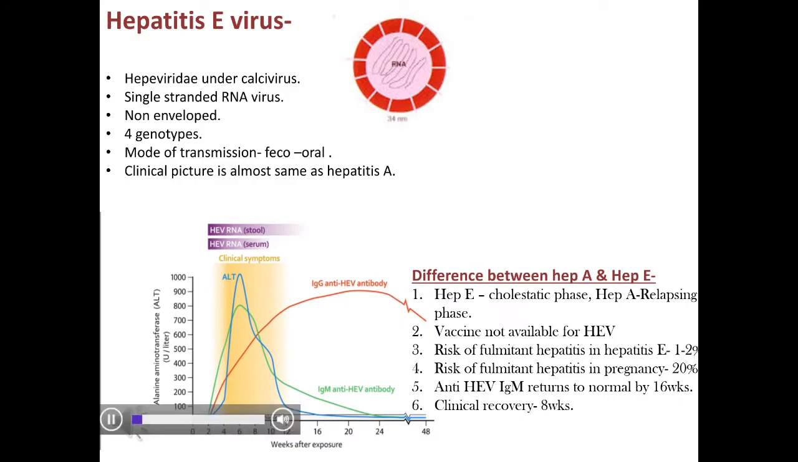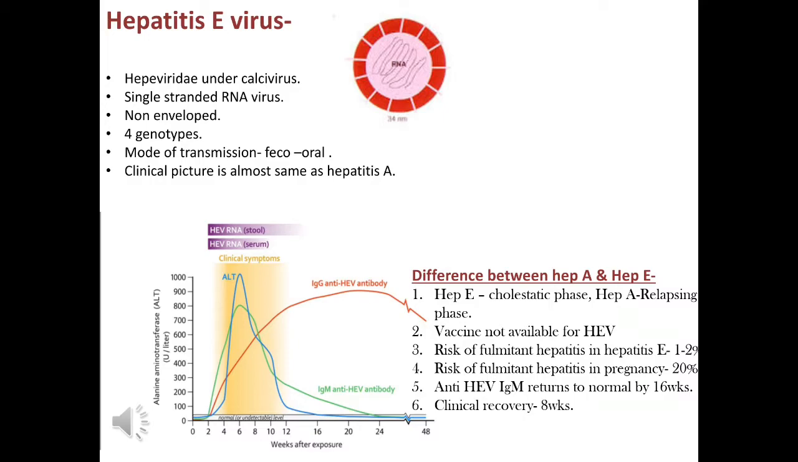Hepatitis E virus belongs to the family Hepeviridae under Caliciviruses. It's a single-stranded RNA virus. It's non-enveloped. It has 4 genotypes and the mode of transmission is fecal-oral. The clinical picture is almost the same as hepatitis A.